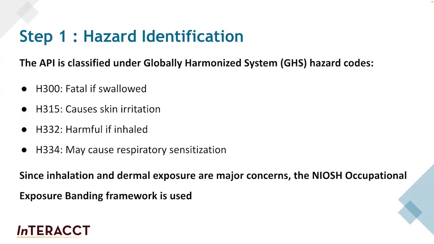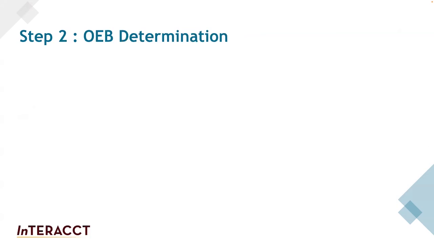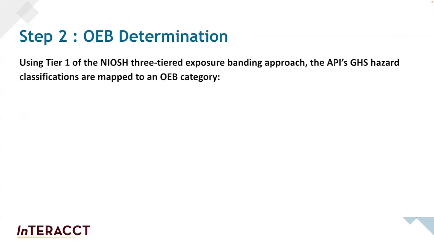Because both inhalation and dermal exposure are significant concerns for this substance, the company applies the NIEHS occupational exposure banding framework to evaluate and manage their worker exposure risks. Step 2 is OEB determination. In this step, we use Tier 1 of the NIEHS 3-tiered occupational exposure banding approach. This method maps the API's GHS hazard classifications from Step 1 to an appropriate occupational exposure band category.